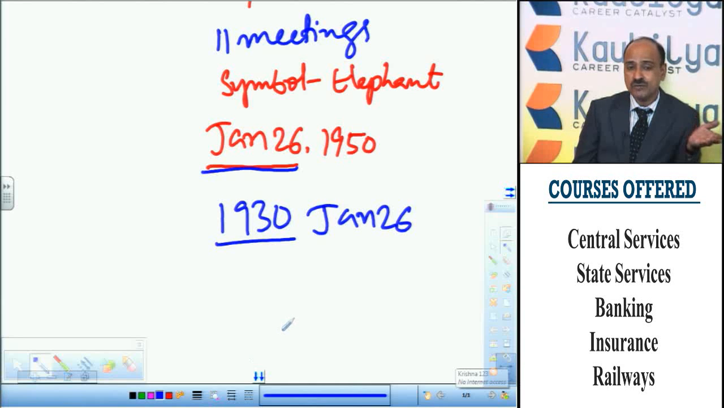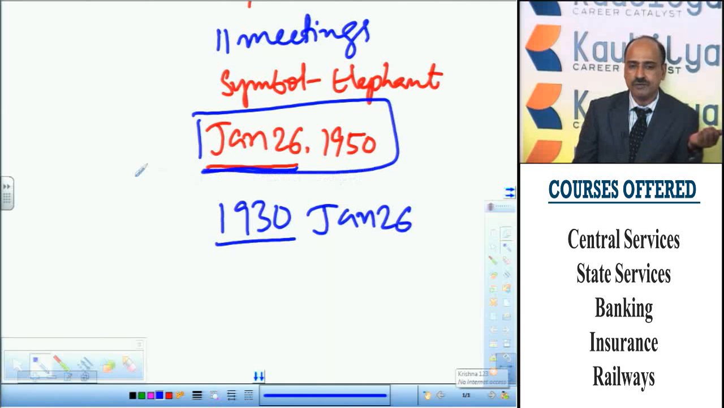After the Simon Commission failed in our country, the Lahore session was conducted in 1929. In that session, we decided to celebrate Purna Swaraj Day every year on January 26. That's why we celebrated the first Purna Swaraj Day on January 26, 1930. From that point of view, we implemented our constitution on January 26, 1950. India is a republic from January 26, 1950.